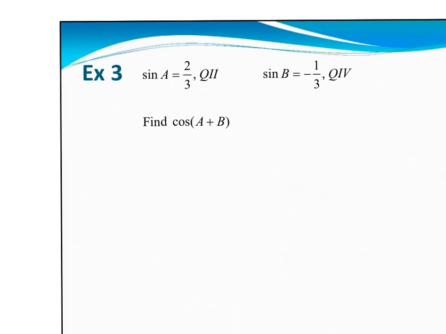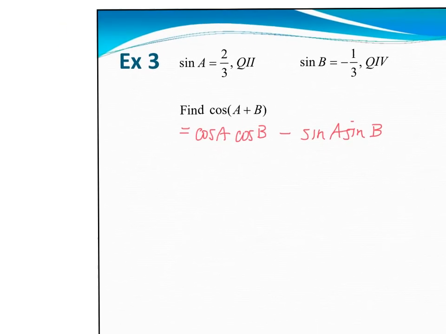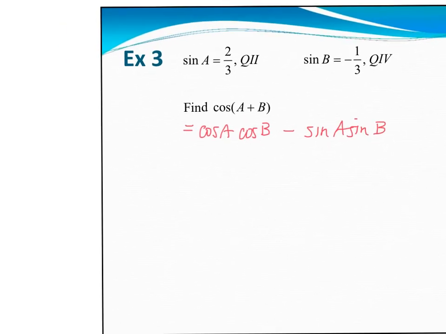Okay, so in this problem I want to find cosine of a plus b. And if I think about what I know based on my formula, that means I need cosine of a, cosine of b minus sine of a, sine of b. However, the only problem is that I don't know what angles A or B are. All I know is the ratio and the quadrant that I'm located in. So off to the side, we're going to make a little XYR chart. We're going to find X, Y, and R for angles A and B.